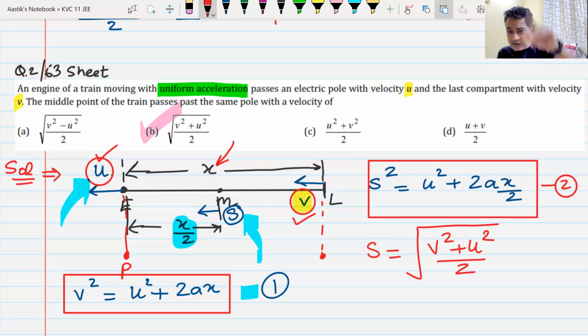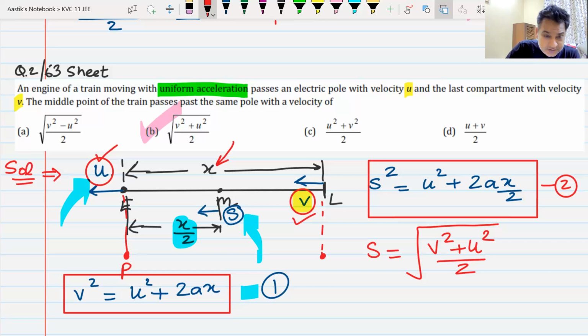If you use this same equation in the previous question, v was 30. 30 square is 900. U was 10. 10 square is 100. 900 plus 100 is 1000. 1000 divided by 2, root over 500. And that was the answer of the previous question. Do we understand this? Yes or no?